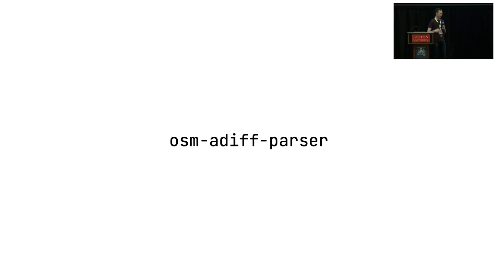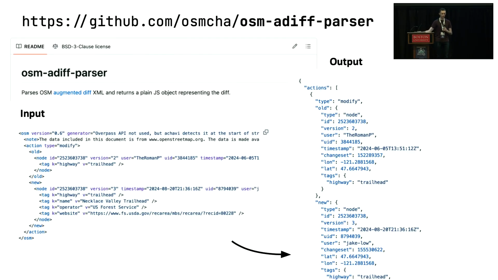So another thing that's new is a package called OSM adiff parser. And this is useful for working with the data that comes from the adiff service. So as I mentioned, those augmented diffs are XML. And in order to use them in a website or a front-end app, you probably have to parse them into JSON or something like that. So OSM adiff parser will take the data that comes from the adiff service and parse it into a JavaScript object that you can manipulate and work with. And this is how OSMCha's front-end deals with these files.